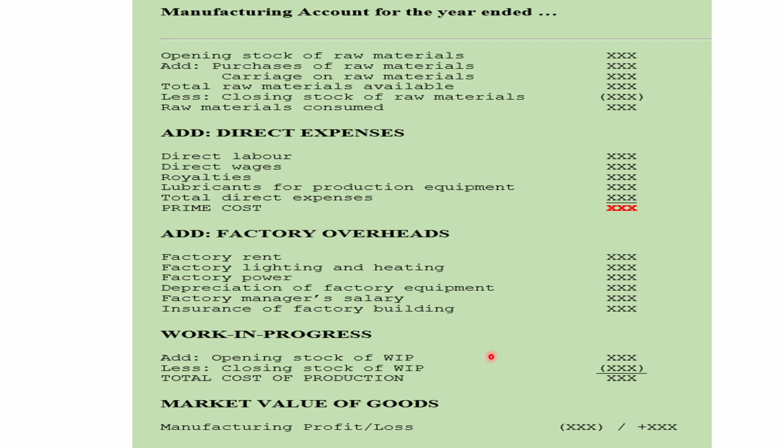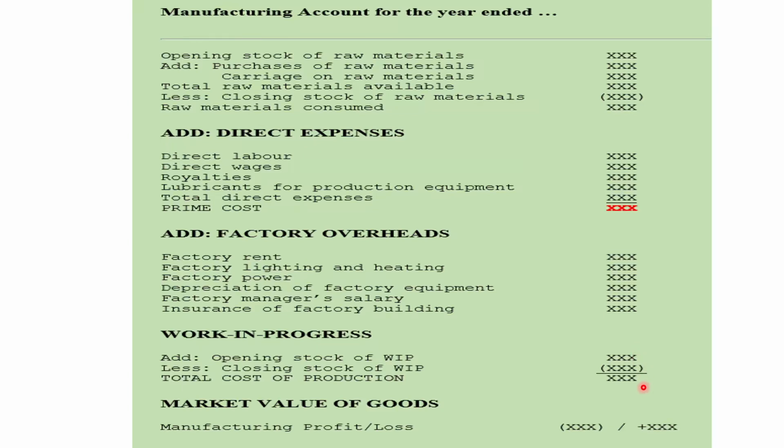Okay, so after that, you have to factor in work in progress, which will start with you add opening stock of work in progress, the amount of timber that you had already assembled trying to make a chair, but it did not finish the previous year. So the opening stock of work in progress, you write it. Also, the closing stock of work in progress, you subtract, okay, from the opening stock of work in progress.